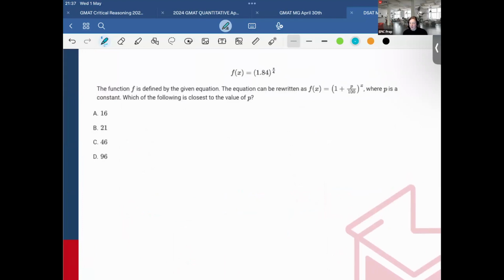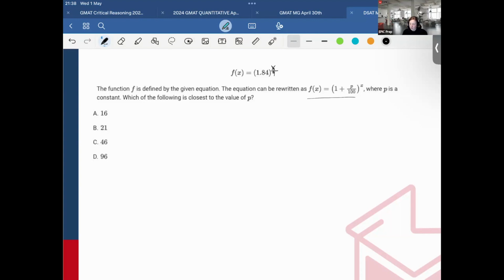Oh, very similar, but slightly different. So this one, I have 1.84. If you can't see it, this is an x. It's x divided by 4. It says it's divided by the given equation, and it can be rewritten as this, where p is a constant. Which of the following is the closest value to p?